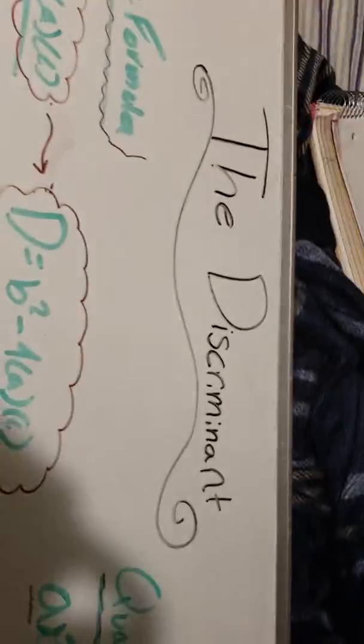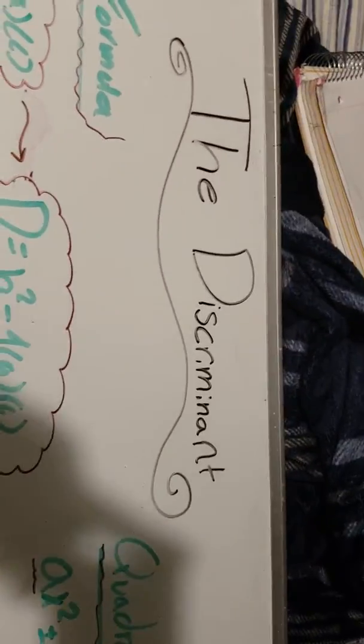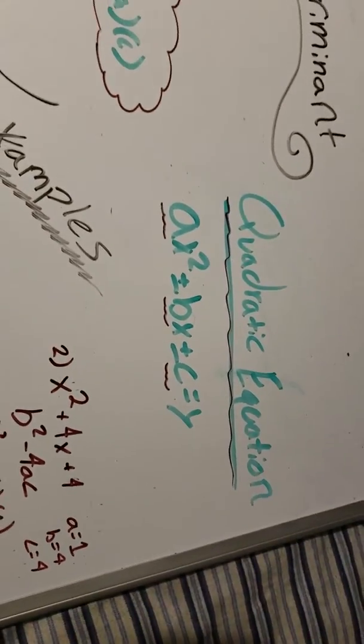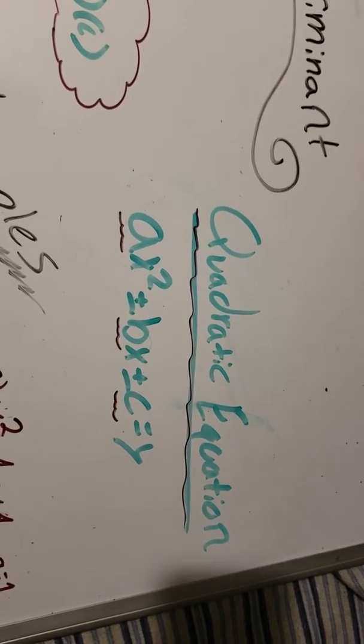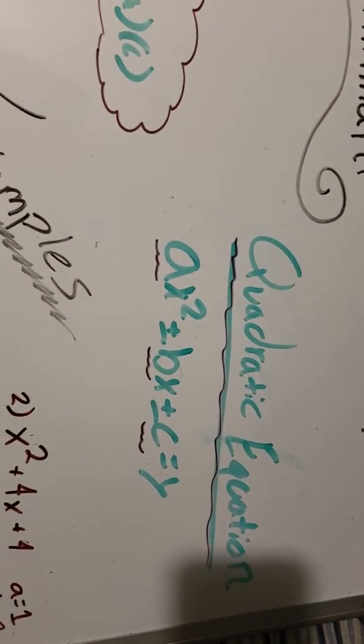Shane here. So today I'll be teaching you a lesson on the discriminant. So let's go. So basically, to first understand the discriminant, you must first know the quadratic equation. So this is basically the quadratic equation. It's ax squared plus or minus bx plus or minus c equals y.